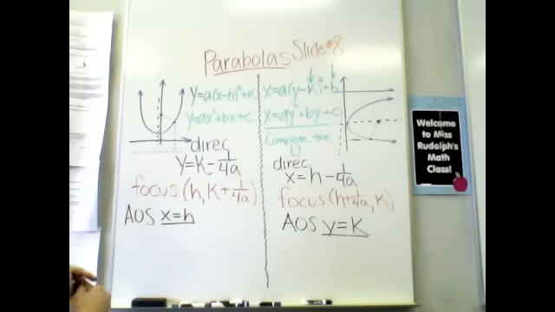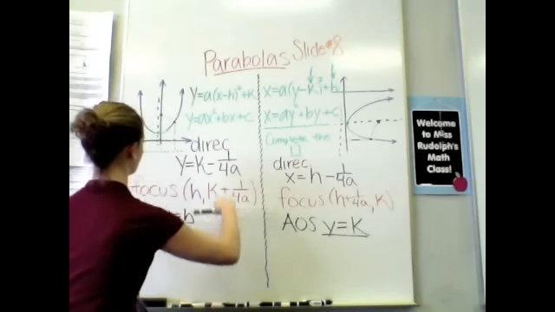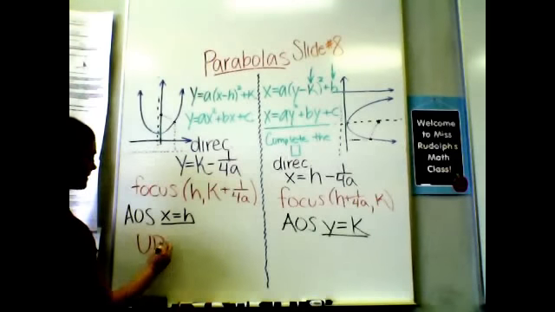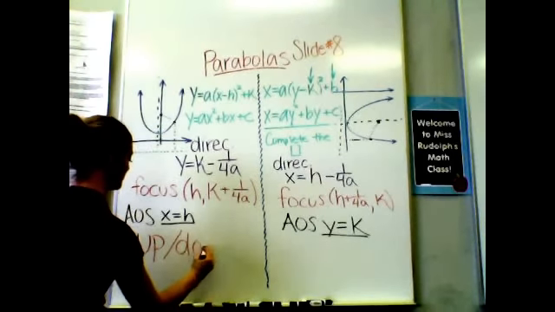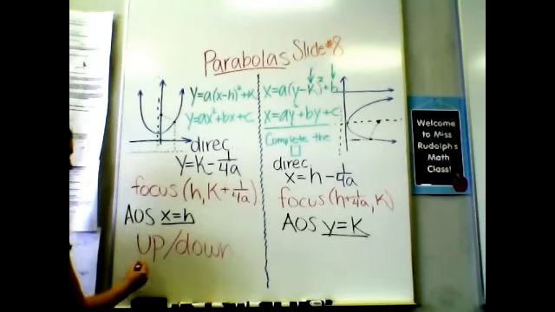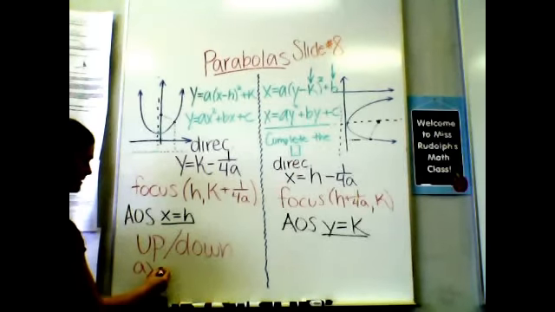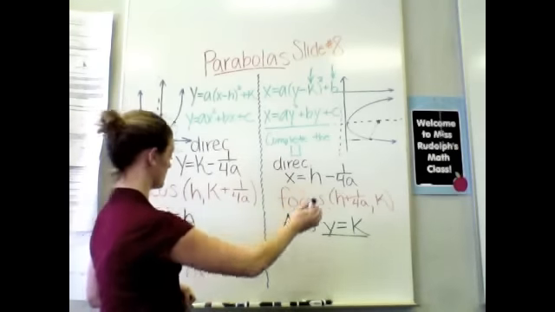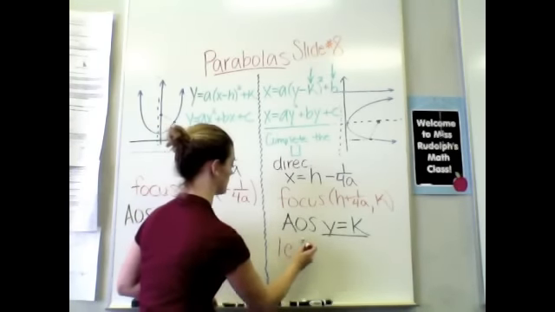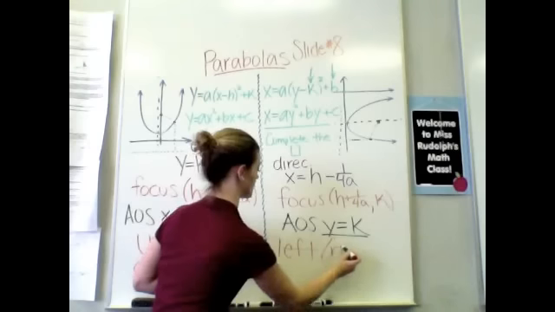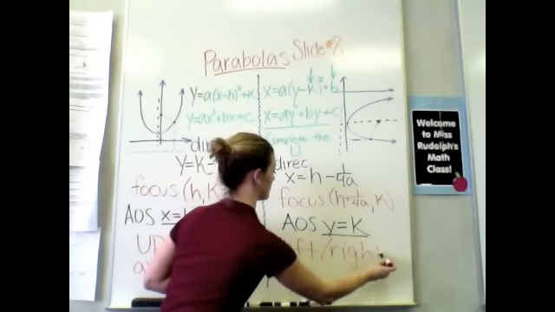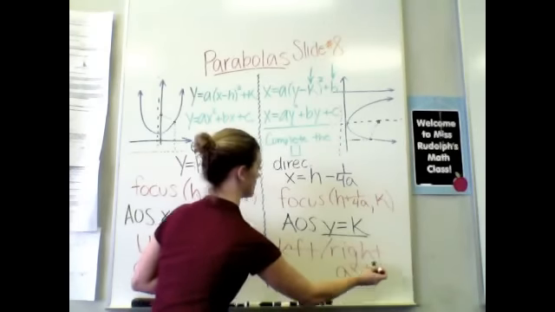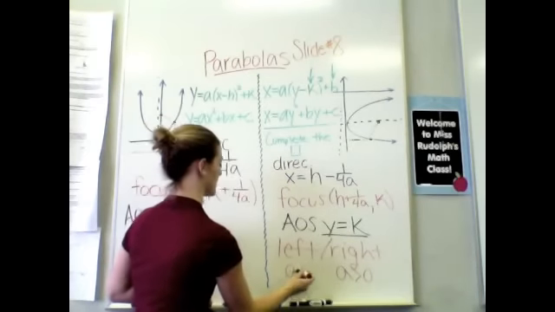Another important fact that you'll need to know is about direction. As we discussed here, up and down are our directions, and it all depends on whether or not a is positive or negative. It opens up when a is positive. It'll open down when a is negative. In this case, our direction will be left or right. This is also very similar to what we did before. We will open right in a positive direction when a is positive. We will open to the left when a is negative.